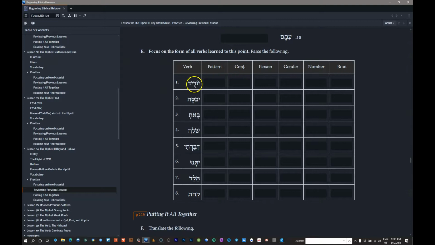All right, so number 1, we've got the Hirik Yod infix, and we've got the Yod becoming a Vav. And we've got a Yod prefix. The prefix tells us we're in the imperfect. Hiphil imperfect 3ms form of Yarad.